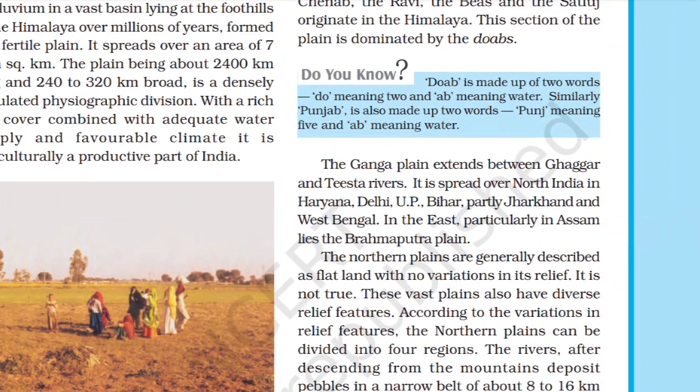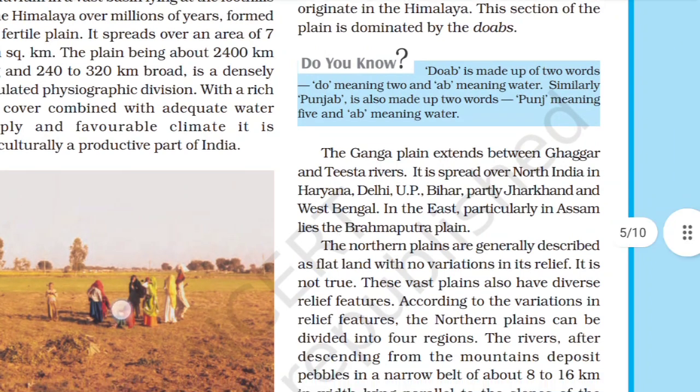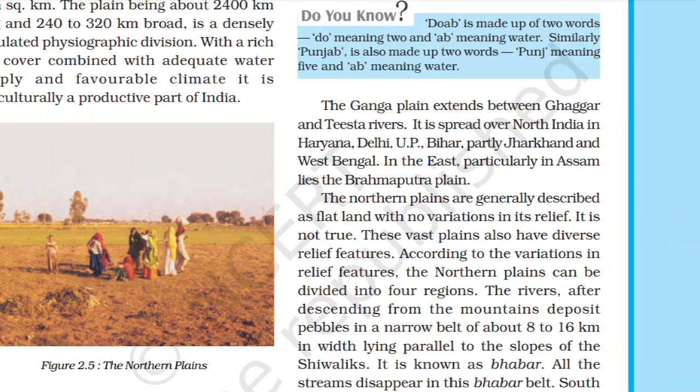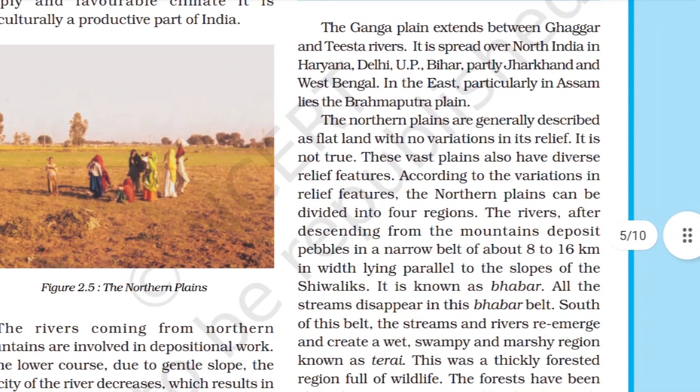The Ganga plain extends between the Ghaggar and Tista rivers. It is spread over North India in Haryana, Delhi, UP, Bihar and partly Jharkhand and West Bengal. In the east, it is in Assam, like the Brahmaputra plain.